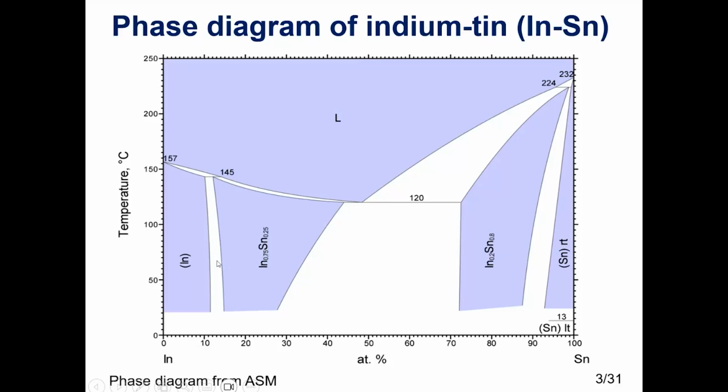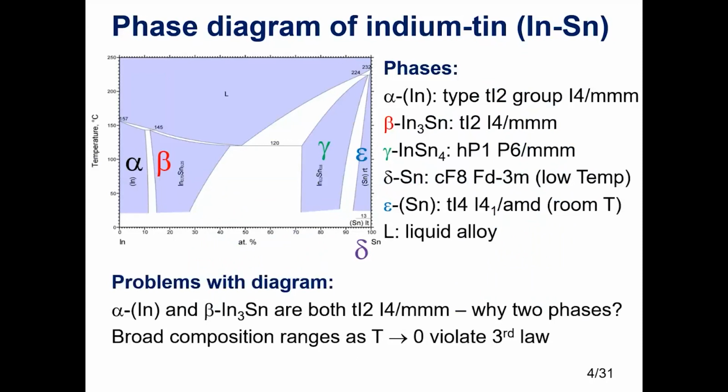So for instance, here at about 12% tin, you will have phase separation into a solution of a little bit of tin in indium and a solution of a little bit more tin in indium. Now, there are some issues with this phase diagram. Here, by the way, I label the different phases and I also tell you a bit about them.